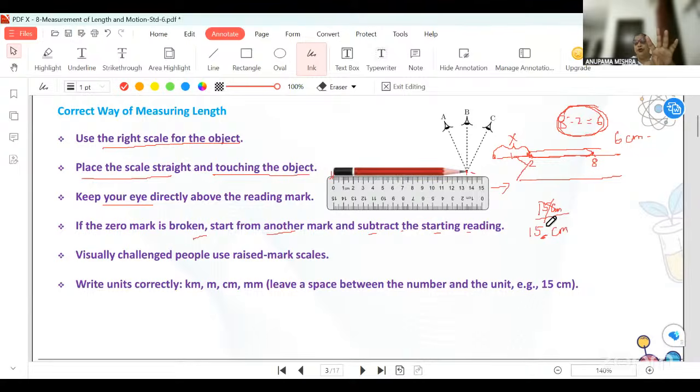Even when you are reading the Olympiad question also, you have to see what is given in the unit and what answer you have to choose.